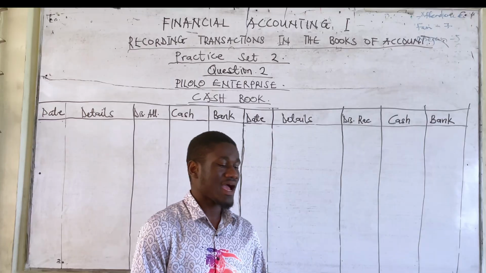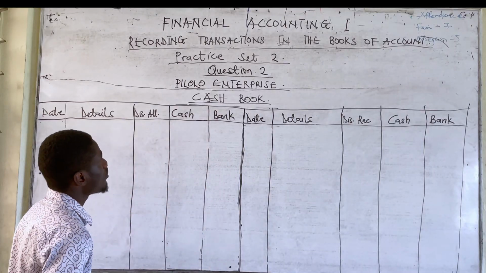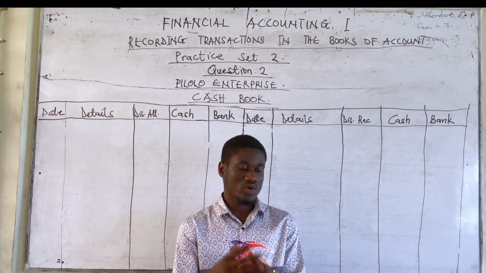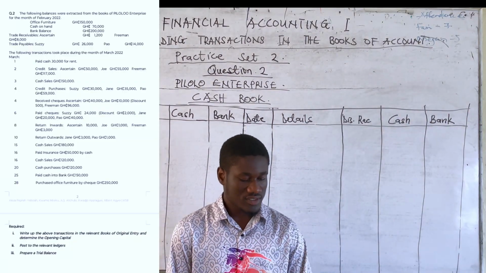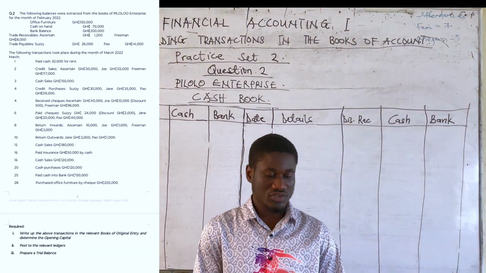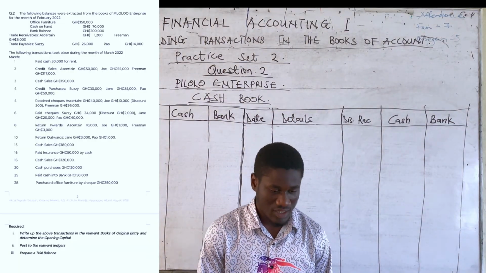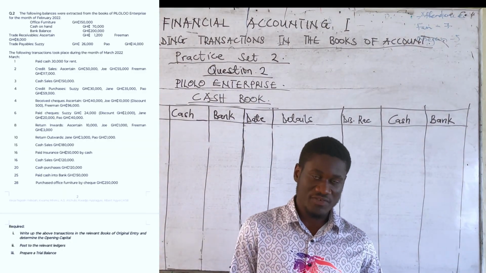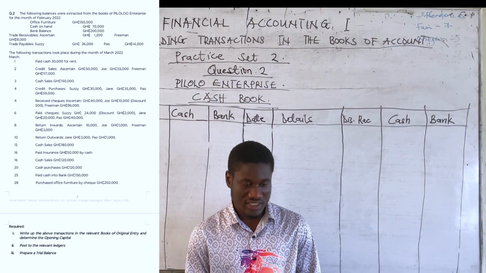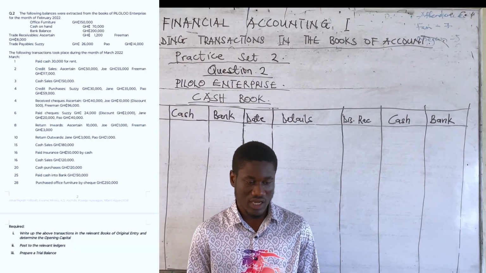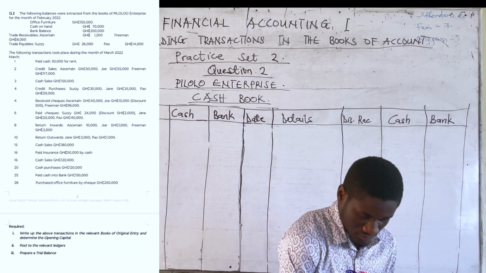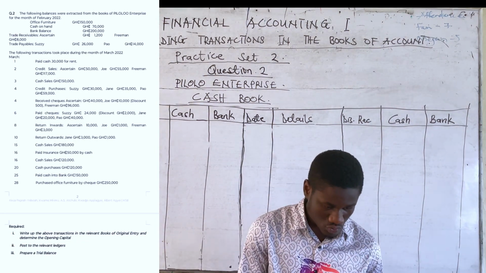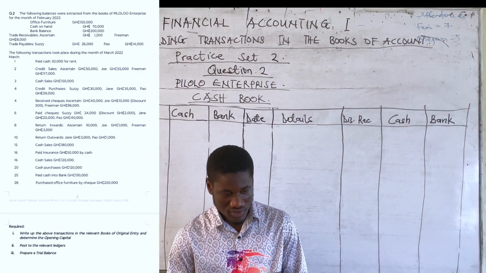Today we are going to look at another question on recording transactions in the books of account. Good. So we have the question on our screens. It says the following balances were extracted from the books of Pilolo Enterprise for the month of February 2022. Office furniture 150,000, cash on hand 70,000, bank balance 200,000. And trade receivables ascertain 1,200, free money 8,000, Suzy 26,000, power 14,000.